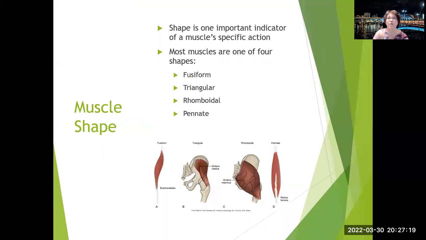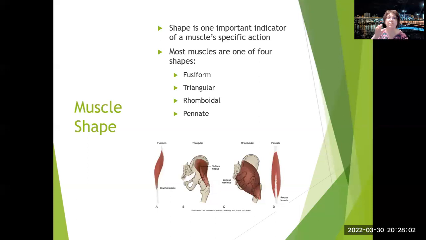So shape is one important indicator of a muscle's specific action. So a long strap-like muscle typically produces large ranges of motion. So think about the rectus femoris, which crosses the hip and the knee, and it does hip flexion and knee extension. So it produces a lot of movement. Thick, short muscles typically provide large forces. So think about the gluteus medius, which is a thick, short muscle, and it produces a lot of the motion that we need to stay balanced when we're walking on 2 feet.